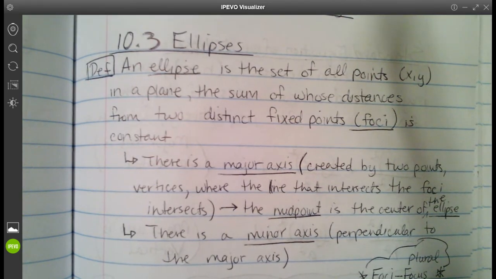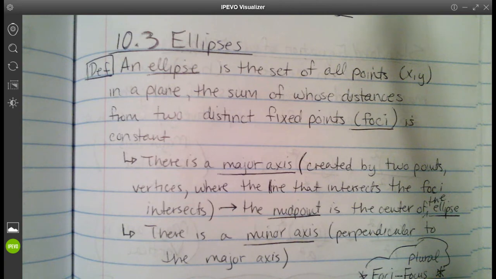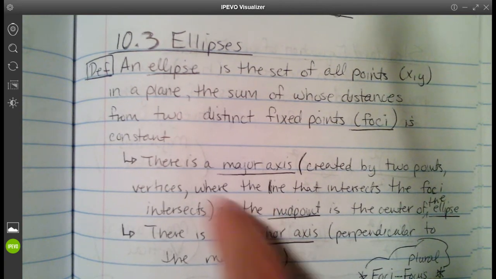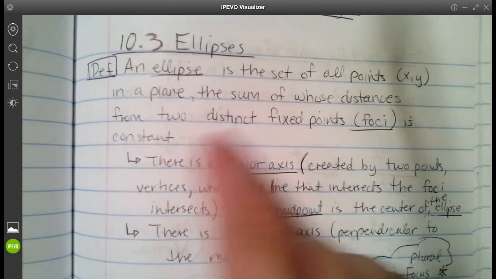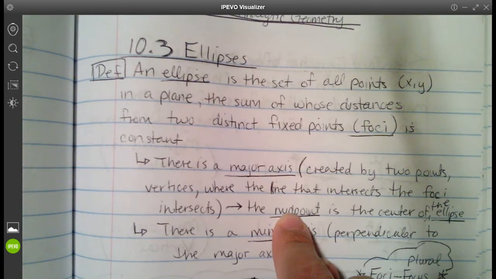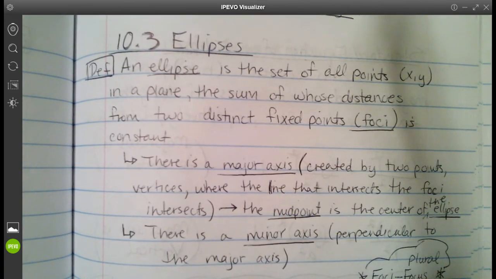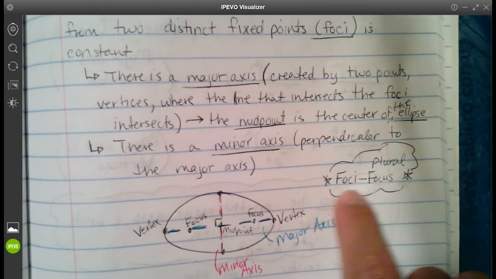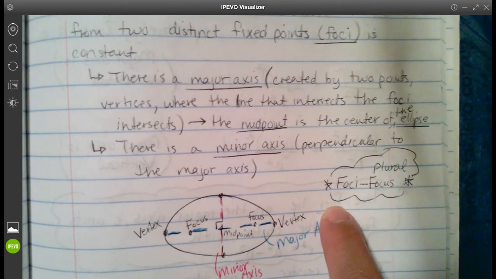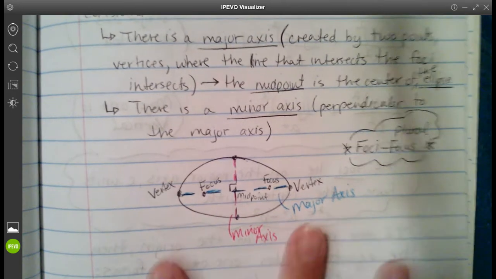The minor axis is the opposite. So if your major axis is going this way, your minor axis will go the opposite way, and it will be perpendicular to the major axis. Again, the plural of focus is foci. And here's a picture of what this kind of looks like.